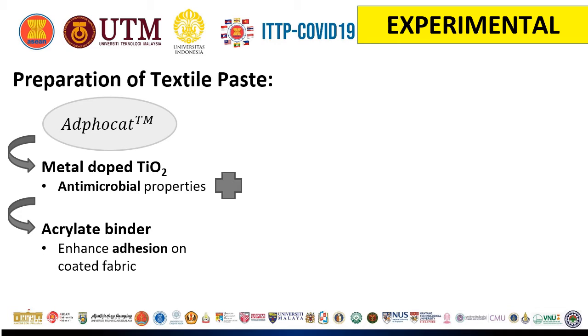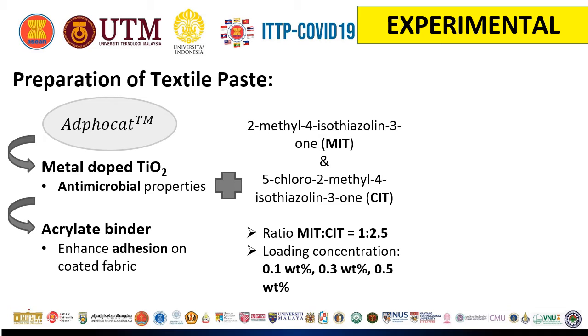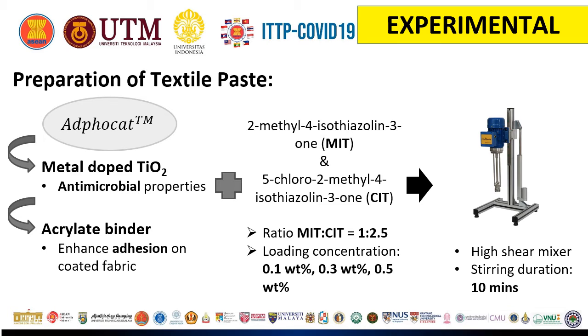A textile screen print paste modified with metal doped photocatalyst FOCAT was received from CSC Screen Process Supplies Private Limited. This FOCAT is a water-based emulsion which consists of metal doped titanium dioxide for antimicrobial properties and also acrylate binder to enhance adhesion on coated fabric. Three different loading concentrations, which are 0.1, 0.3, and 0.5 weight% of biocide mixture with a ratio of MIT-CIT 1 to 2.5, were added into this FOCAT paste, and it was mixed with a high shear mixer for 10 minutes before further application.